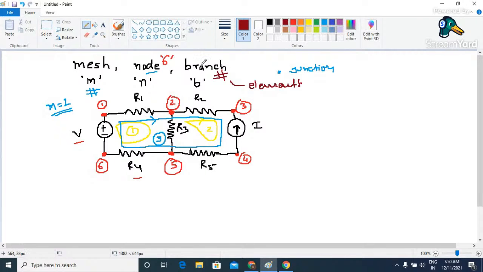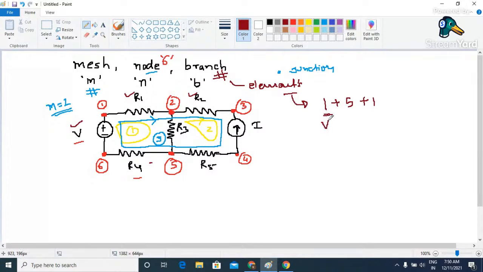See, in this case we have a voltage source. This will be your first element. Then we have passive elements like R1, R2, R3, R4, and R5. So we have five passive elements: one, two, three, four, five. And then we have one more active element, which is nothing but a current source. So here, the total number of elements available in this particular circuit is 1 plus 5 plus 1.